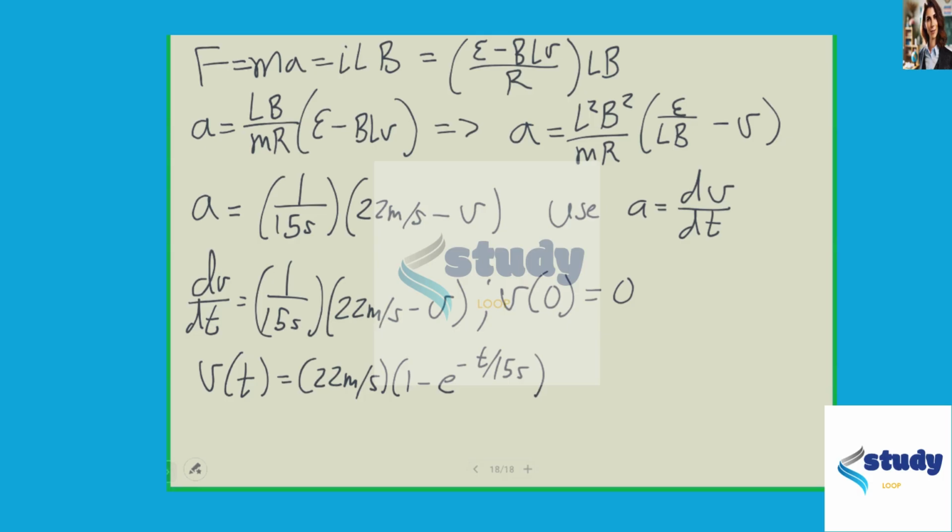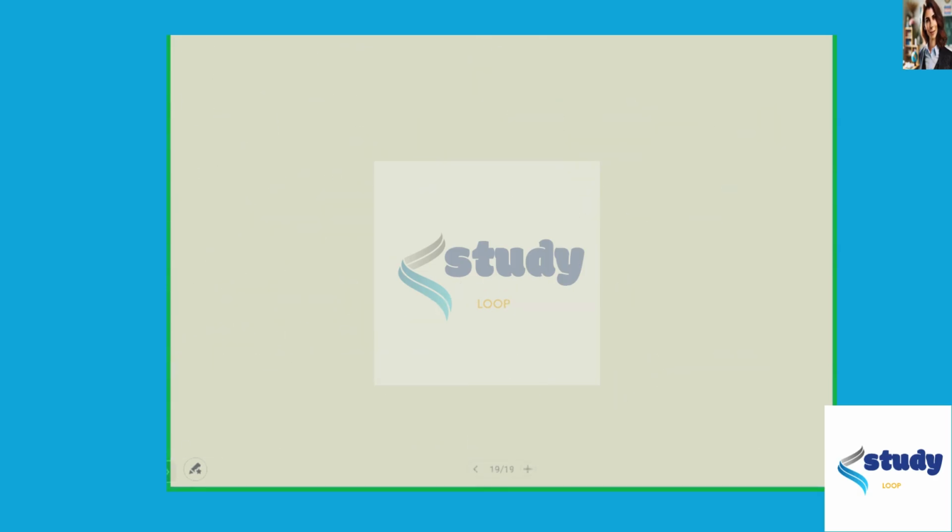Now we can finally sketch the graph. So as a function of time, this is an exponentially increasing function. It looks exactly like the formula for a charging capacitor. So it looks like this, where this is 22 meters per second. Okay, so that's the formula. So that tells us the shape of the graph. Now, how about the acceleration?